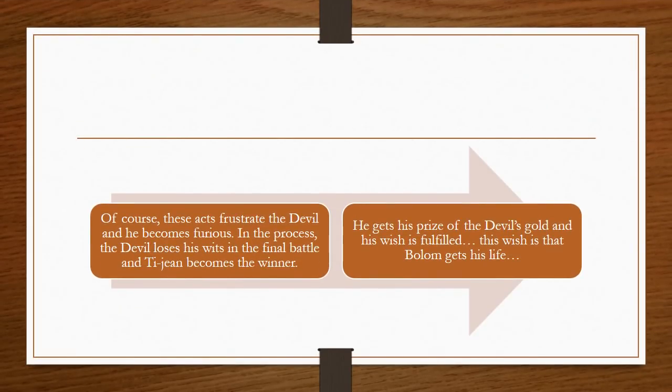Of course, these acts would frustrate the devil, and as the game and the challenge and the contest would suggest, whoever becomes frustrated first or furious is the one who loses. In the process, of course, the devil loses his wits in the final battle, and Ti-Jean becomes the winner. He gets his prize of the devil's gold, and his wish is fulfilled. This wish is that Bolum would get his life. And the fact that he wishes for Bolum's life is very important. Continue to stay tuned to this video and see what it really means.